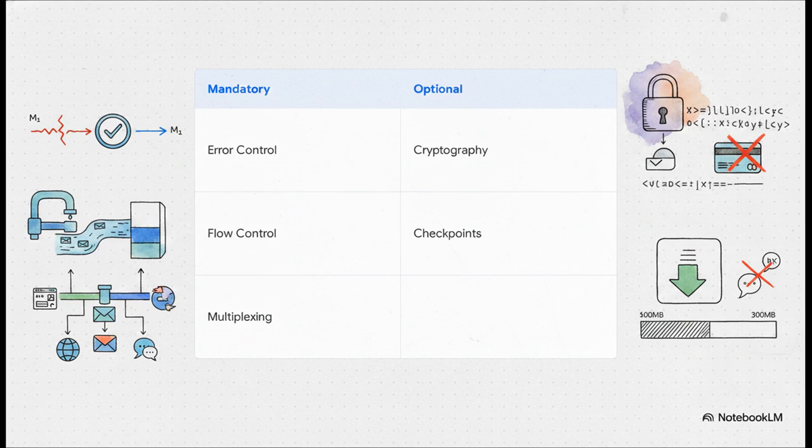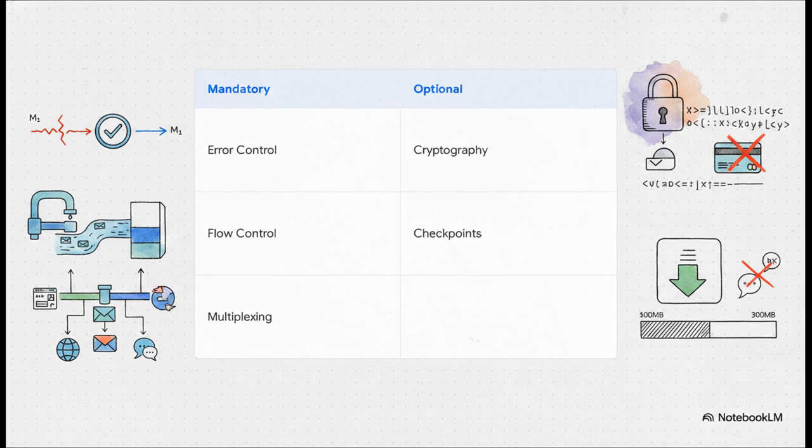A sender can't just dump an infinite amount of data and completely overwhelm the receiver's memory buffer. We need constraints to prevent total network congestion. And multiplexing ensures that if you're running multiple web browsers and getting emails all at the exact same time, the incoming data actually goes to the right process on your machine.